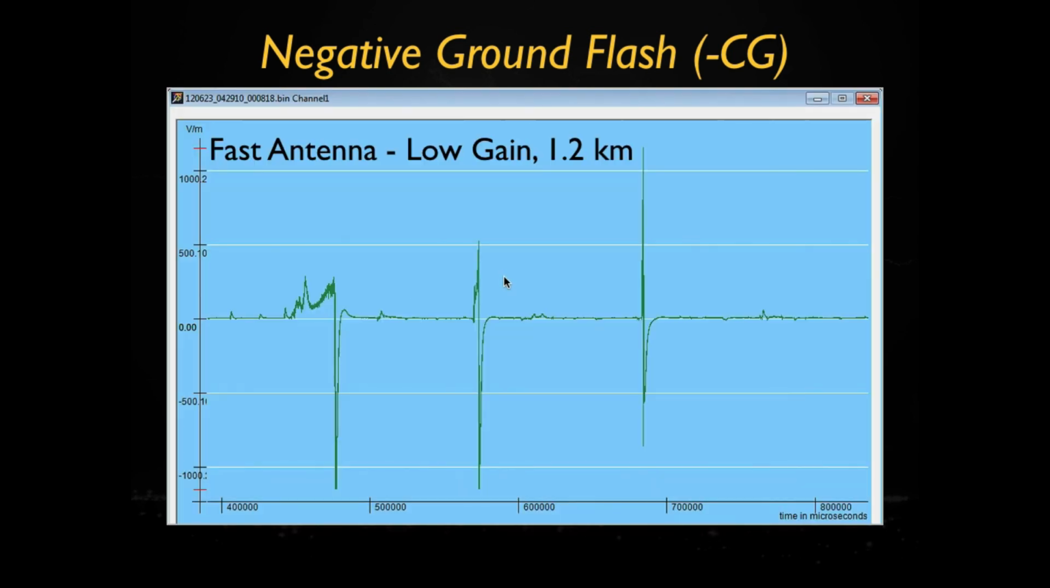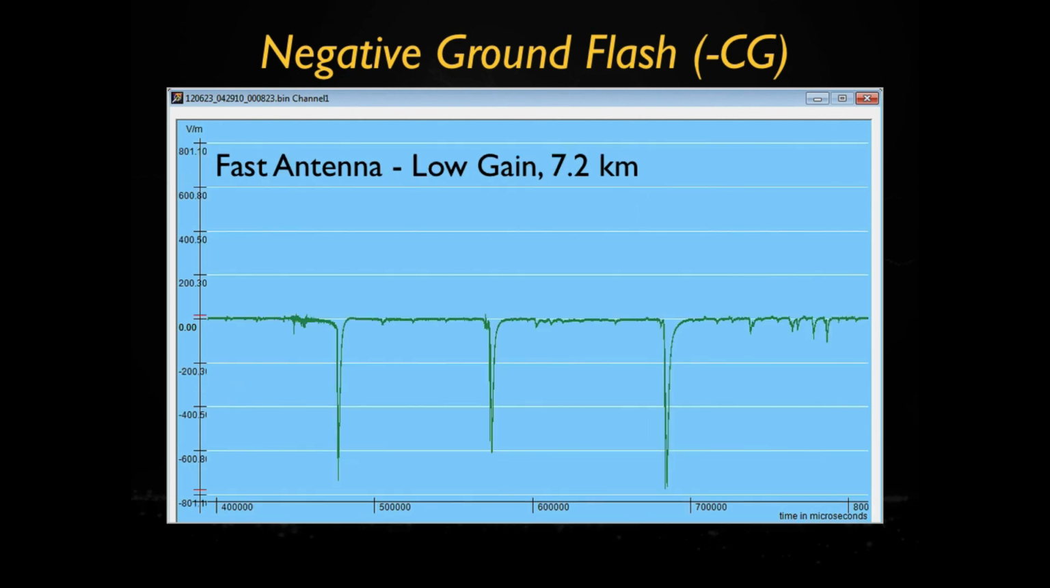If we look at the field trace from the fast antenna low gain that was 1.2 kilometers away, we can see a very similar trace to what we just looked at. We see the leader change, the negative change due to the return stroke, the dart leader, field change, return stroke, again dart leader, return stroke. So very similar to what we just saw, without the attempted leader.